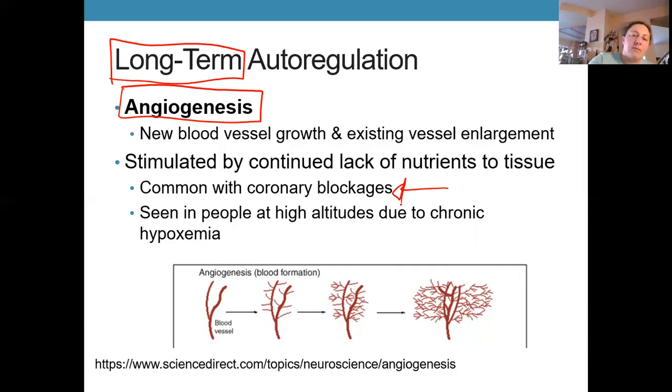We also see this in people who have adapted to living at high altitudes because they're chronically hypoxemic. So basically, because there's less oxygen in the atmosphere, they don't have as much oxygen to deliver to their tissues, and they will actually make more blood vessels in response. That's not going to help that much, but it might help a little bit if they're happening in the lungs.